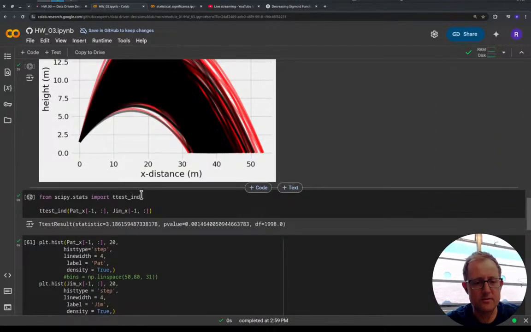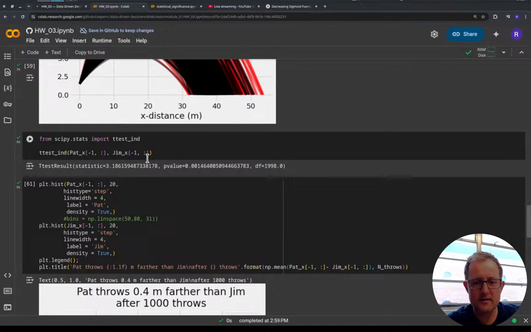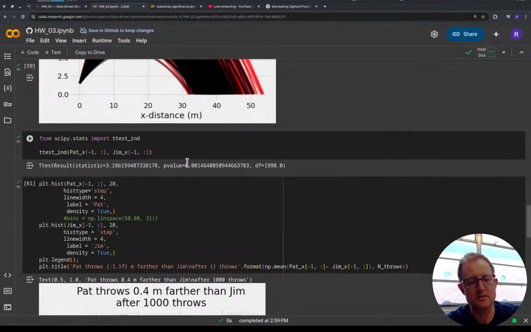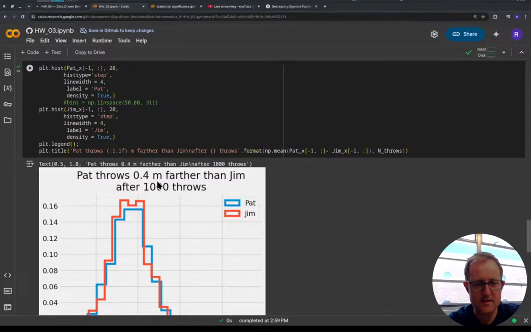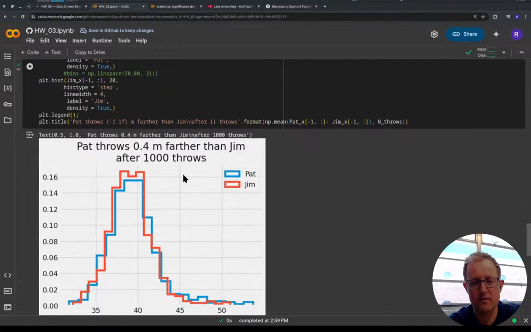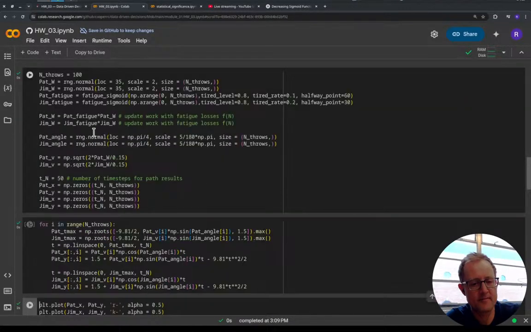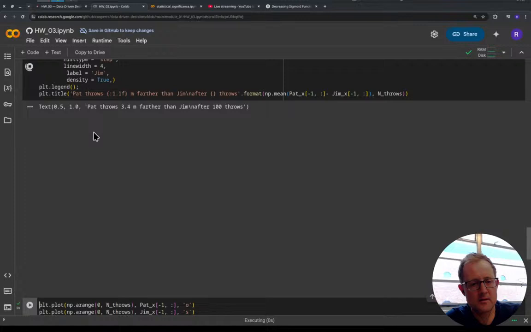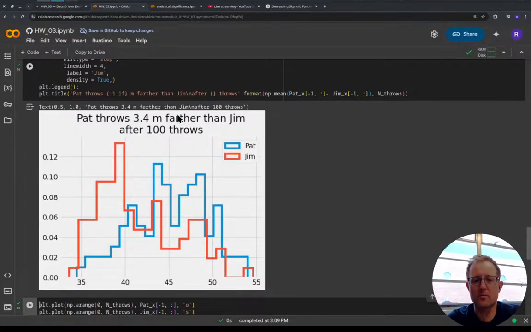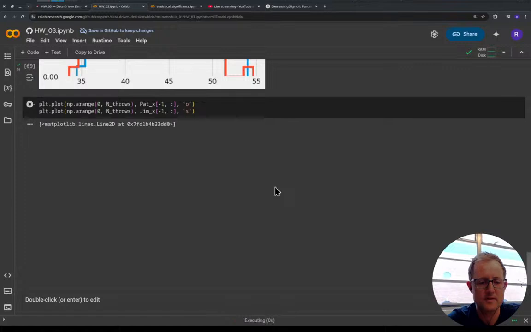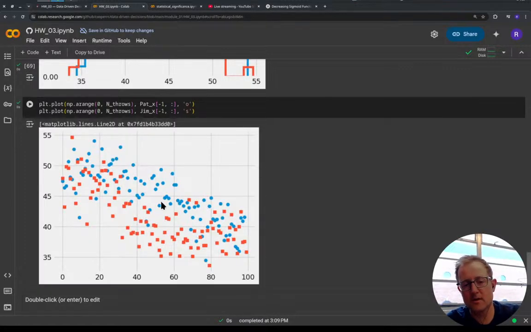And then I can jump into my analysis of whether there is a statistically significant difference between these two averages. And for the most part, yes, Pat is throwing 1/2 meter further than Jim. Am I still doing 1,000 throws? Let's go back to 100 throws. So 3.4 meters farther than Jim after 100 throws. And here I can talk about how those two functions differ. The blue curve for Pat is different than the red curve for Jim.